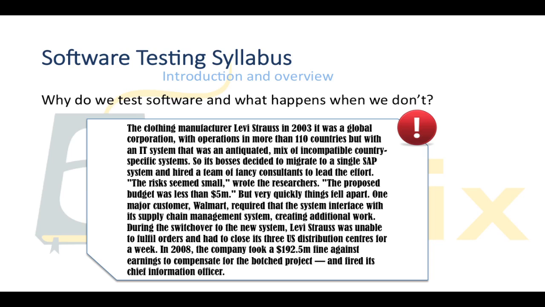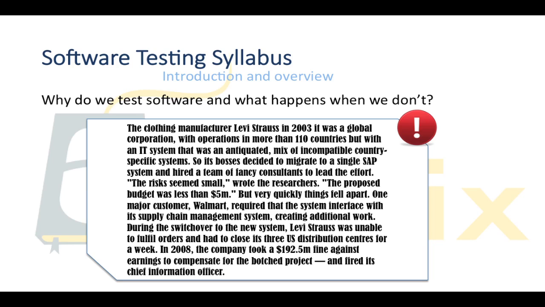The clothing manufacturer Levi Strauss in 2003 was a global corporation with operations in more than 110 countries, but with an IT system that was very out of date, shall we say. It had a mix of incompatible country-specific systems, so its bosses decided to migrate to a single SAP system and hired a team of consultants to lead the effort. Fantastic idea. The risk seemed small, wrote the researchers. The proposal budget was less than $5 million.